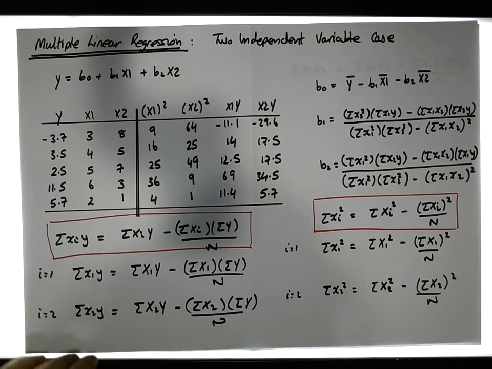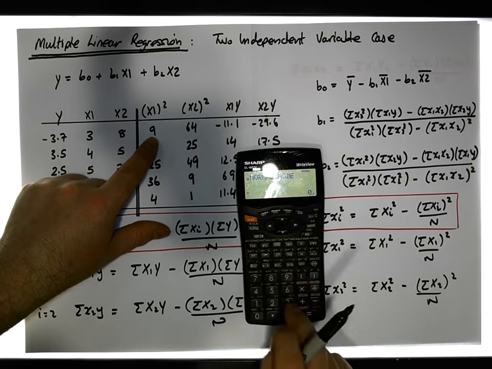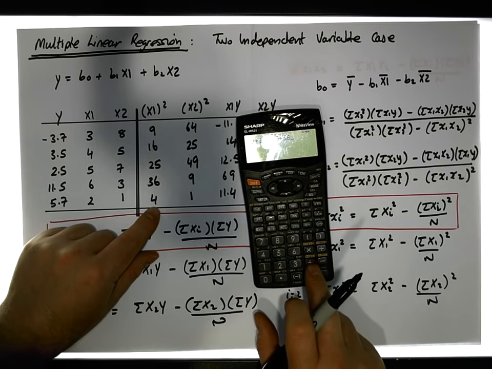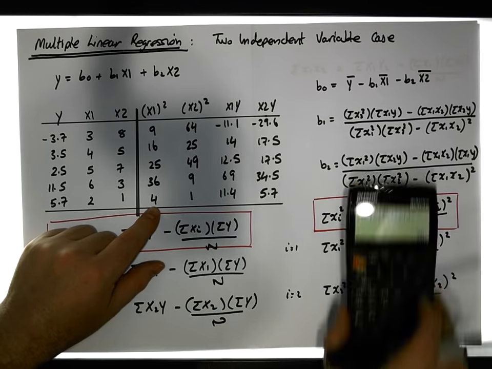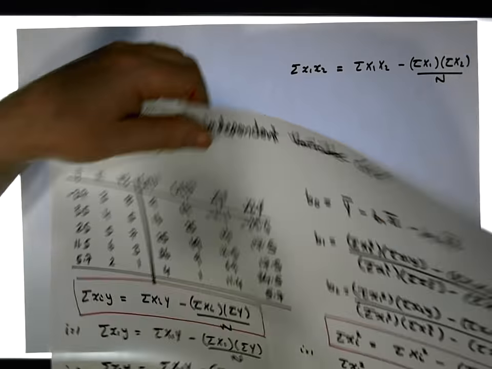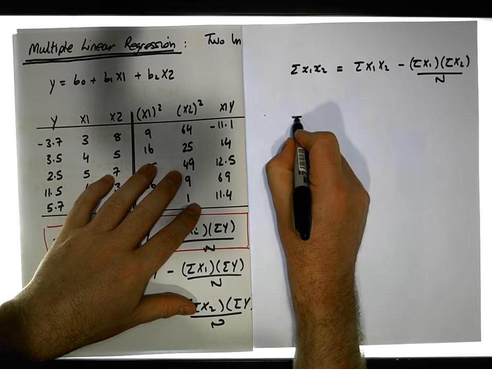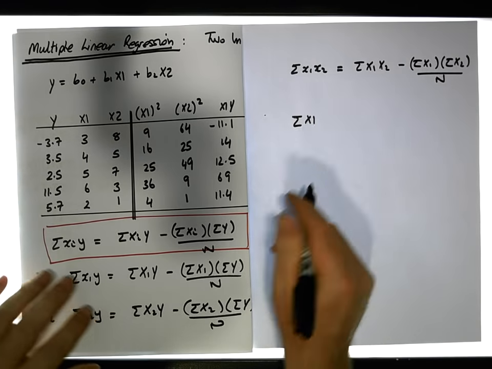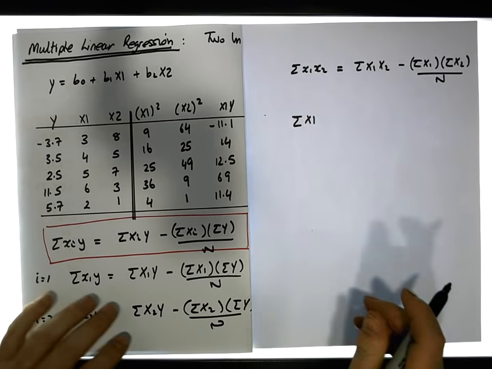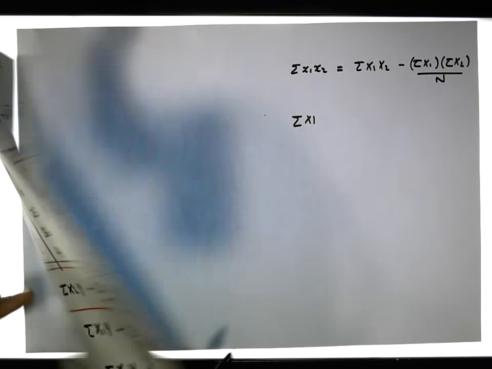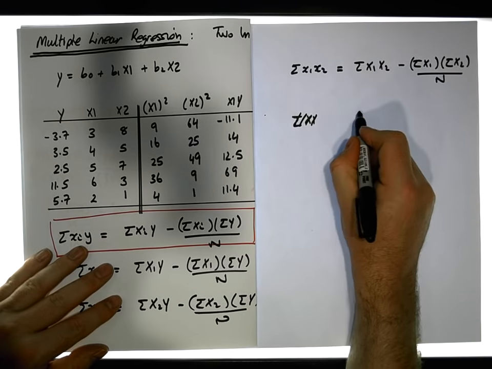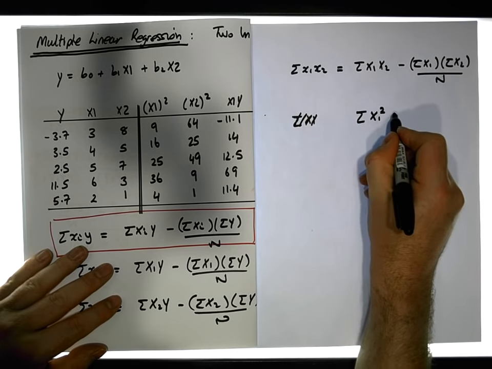So the sum of the x1 squared values is going to be 9 plus 16 plus 25 plus 36 plus 4 gives us a value of 90. Actually, maybe I'll write that down here. So what I have now is I've just calculated the sum of the x1 squared values. Actually, let me write that down a little bit differently. So I want to write it down as the sum of the x1 squared values is equal to 90.